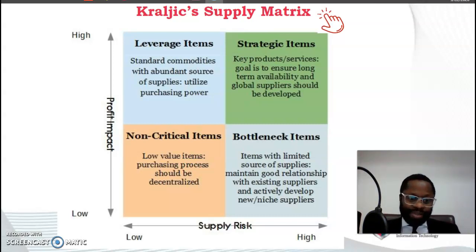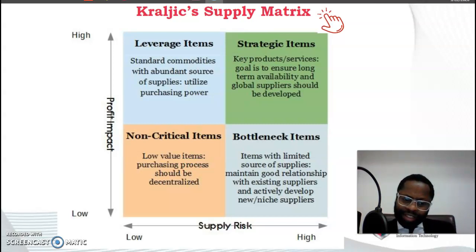So bottleneck: supply risk high, profit impact low. You're probably thinking, how could that be? There are items at times in an organization that may not be expensive, but they might be unique. And only one supplier, one contractor, or one workshop somewhere would be able to repair that item in the way you want it repaired. Or they might be the only specialist supplier.